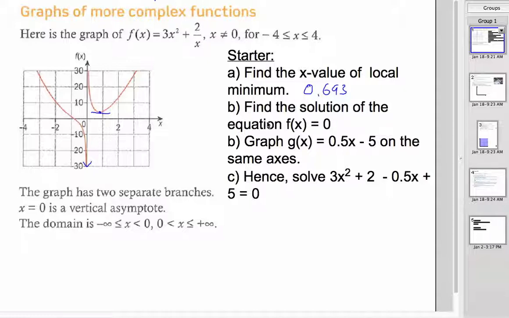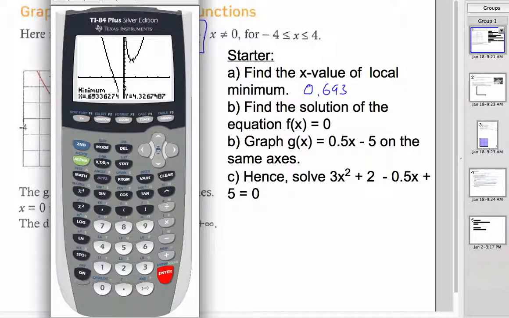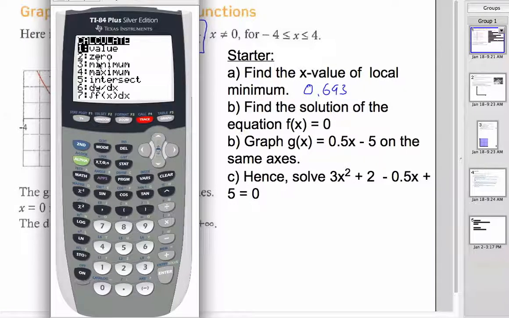Find the solution of the equation f of x equals 0. So what that means is, this is f of x. When f of x equals 0, we have the x-intercept, so that is f of x equals 0 right there. So we're going to find the solution of f of x equals 0. We're just going to find the x-intercept, and on your calculator they refer to that as the 0 of the function.